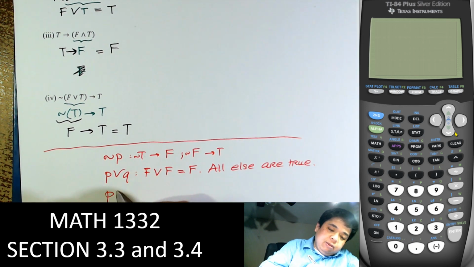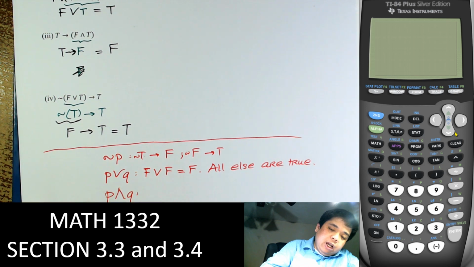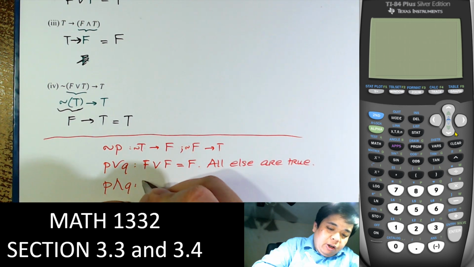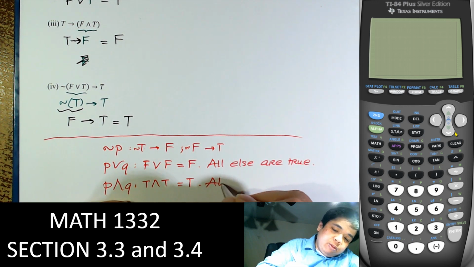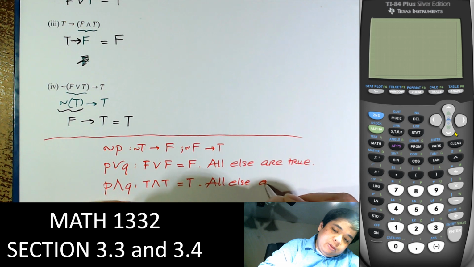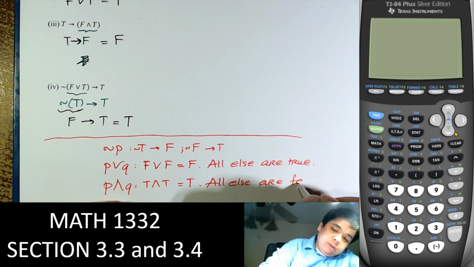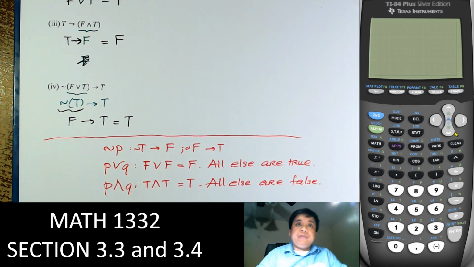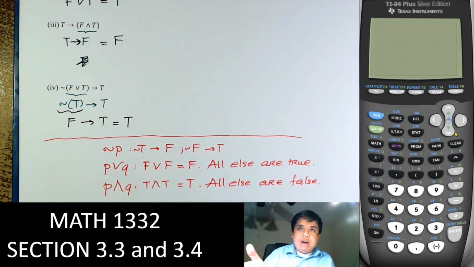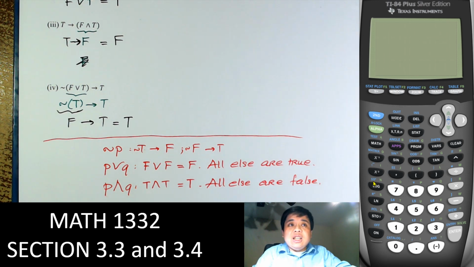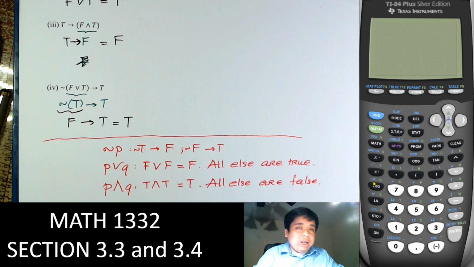Next, this. True and true has to be true, or else they are false. Right? So it's true and true is true. Everything else is false. False or false is false. Everything else is true. And then of course we have the negation. Right. Anyway, with that, we finished the notes for sections 3.3 and 3.4.